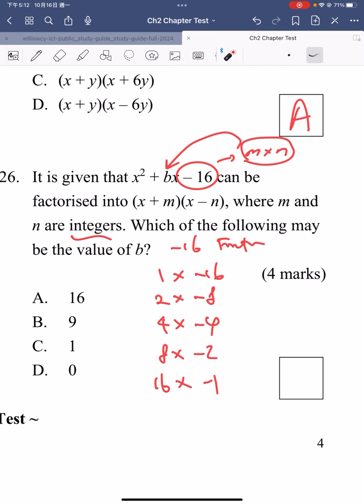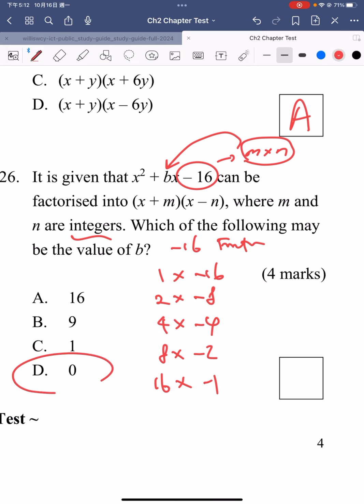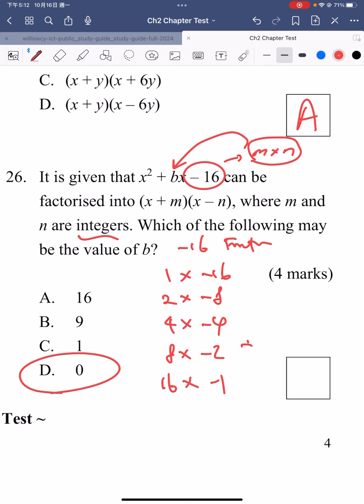So if we add them together, this one gives you negative 15, which is not in here. 2 minus 8 gives you negative 6, still not here. 4 plus negative 4 is actually 0. So 0 is our correct answer, because the rest are going to be positive 6 and positive 15, so none of these are inside our choices. So our answer can only be 0, so it's actually D.